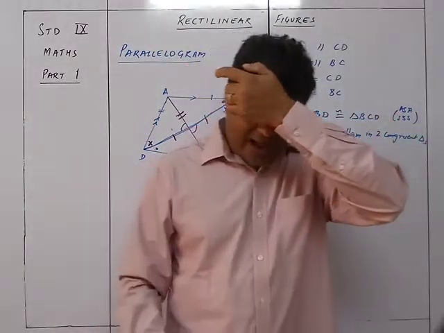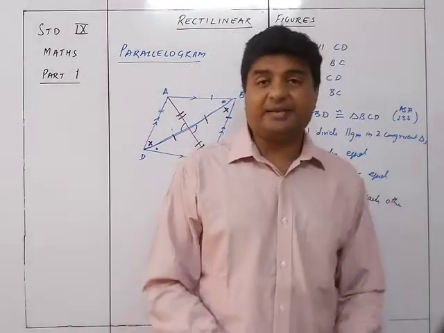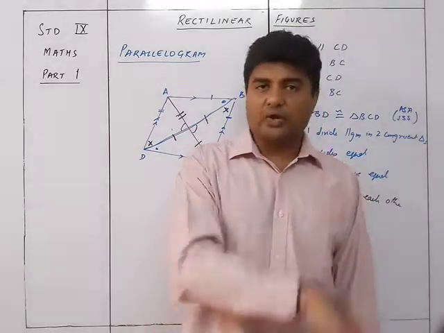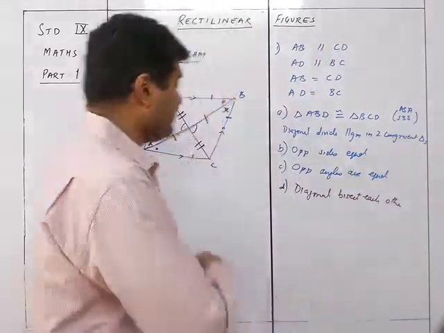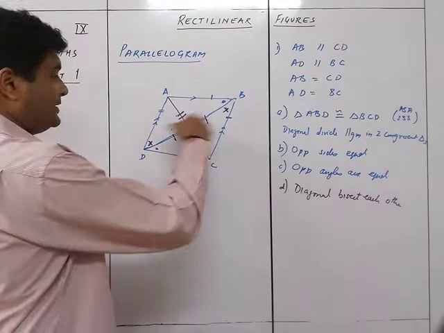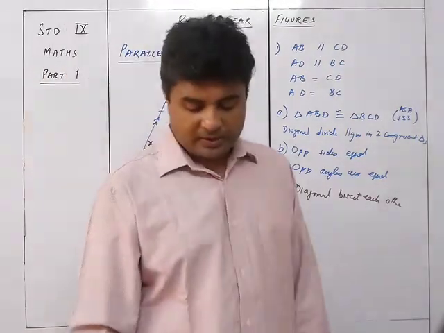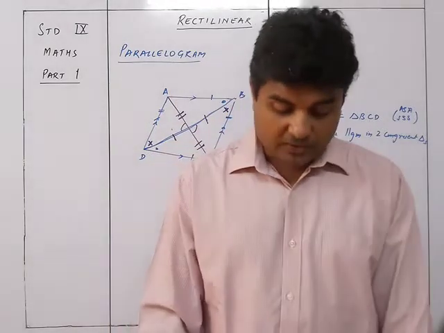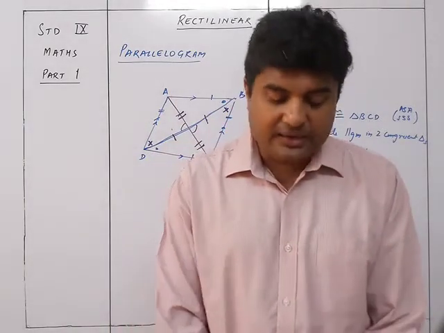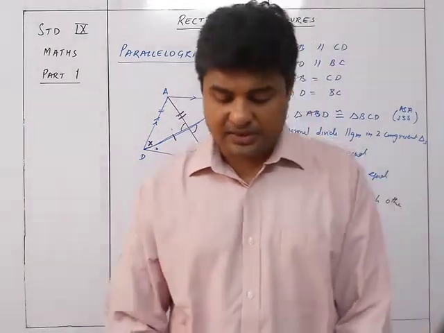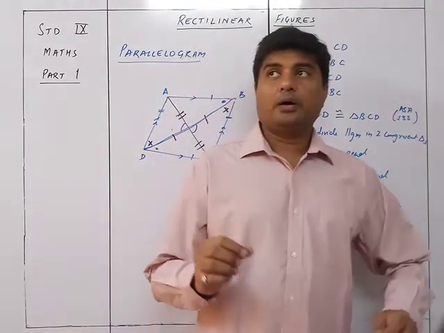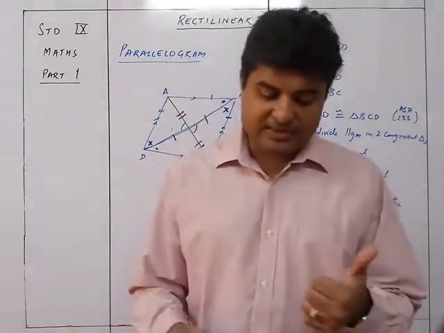The next one: if the diagonals of a quadrilateral bisect each other, then it's a parallelogram. So now you can take the converse of this thing, that if you are given a quadrilateral and you are told that the diagonals are bisecting each other, then you know that particular quadrilateral is a parallelogram. So those are the different properties and theorems related to parallelogram. We can just revise them once again.